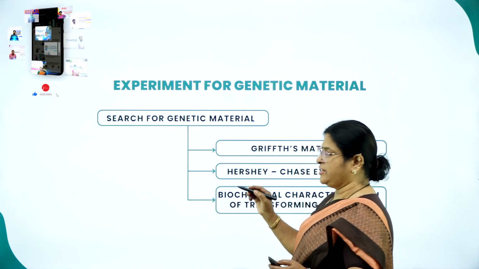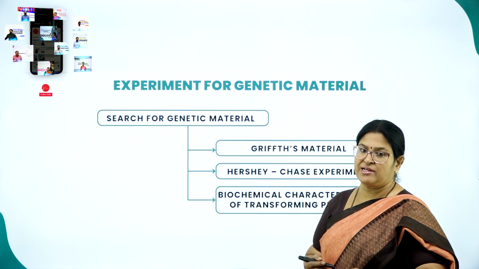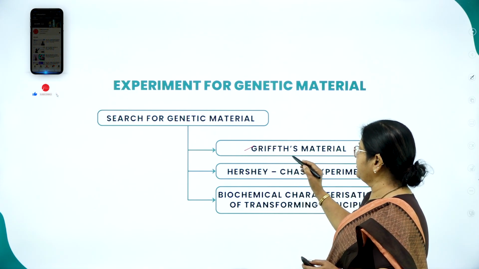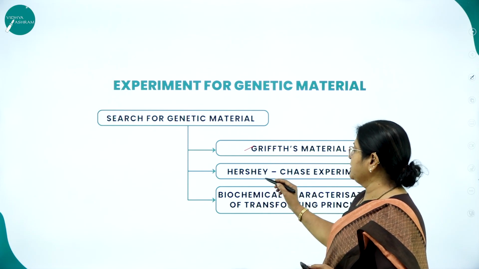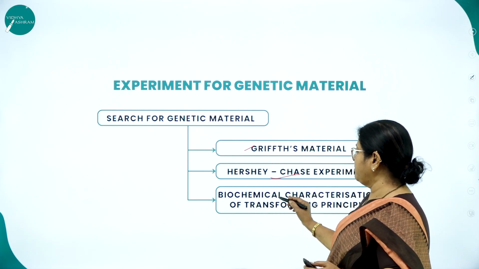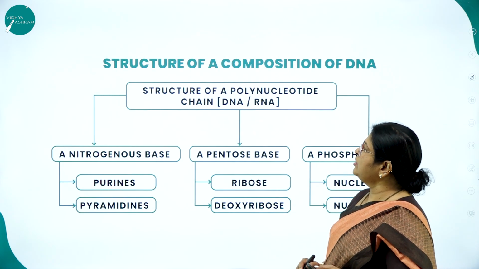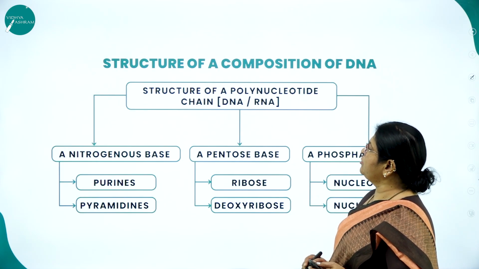Search for genetic material. DNA is called the genetic material. The search for genetic material was done by Griffith, so it is called Griffith's experiment, then the Hershey-Chase experiment, and biochemical characterization of the transforming principle. Then the structure of a polynucleotide chain.